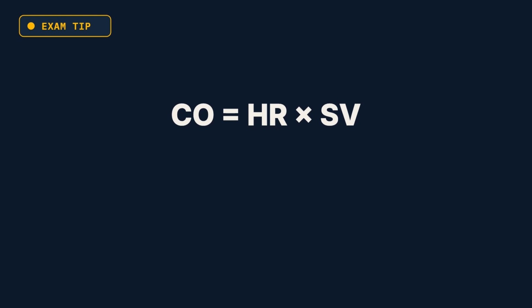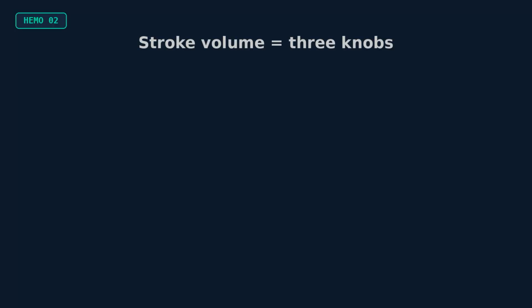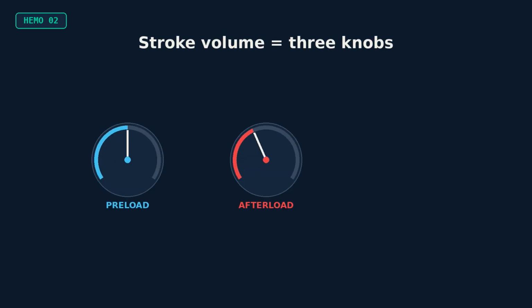Exam tip. Cardiac output equals heart rate times stroke volume. If they hand you both numbers, multiply. Don't guess from the heart rate alone. So heart rate is one knob, but stroke volume, the other half of the equation, isn't one number either. It's set by three things happening inside a single heartbeat: preload, afterload, and contractility.